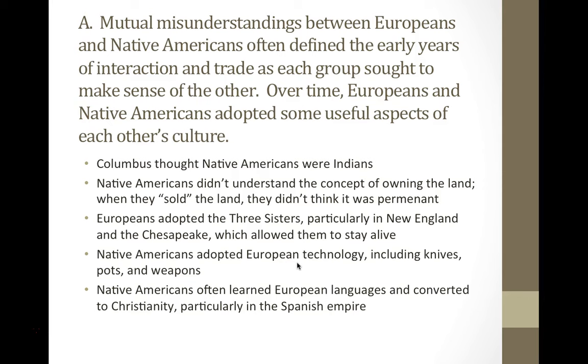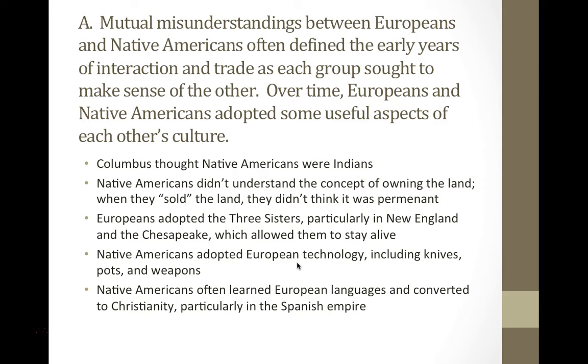Obviously, the Europeans had this idea of ownership of land. So basically, it's my land, get the heck out. That's going to cause significant issues. The Europeans are going to adopt Three Sisters farming. It's going to allow them to stay alive. It's going to be essential to the early development of the colonies.